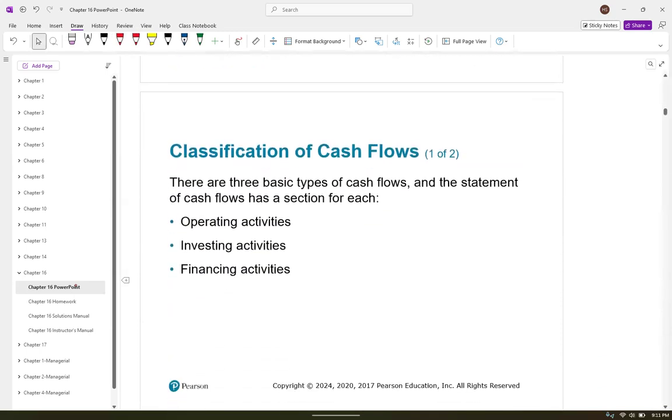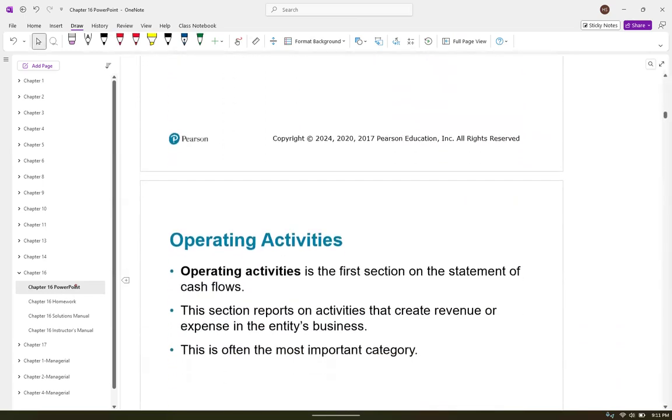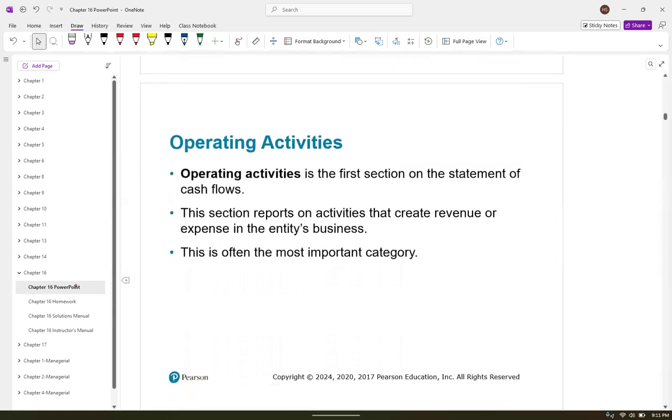Okay, we have these three classifications. They are always in this order: operating, investing, and financing. Always. Okay, so let's talk about what operating activities are. I already drew that accounting equation out. Anything that affects the current assets, current liabilities, those are all operating activities.